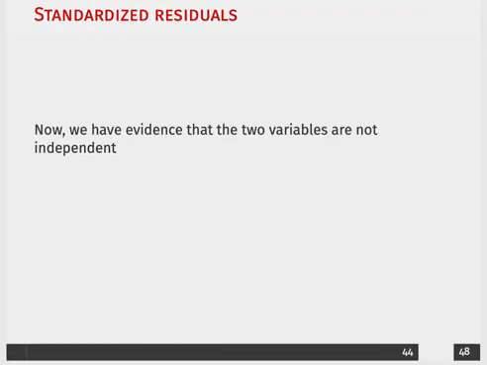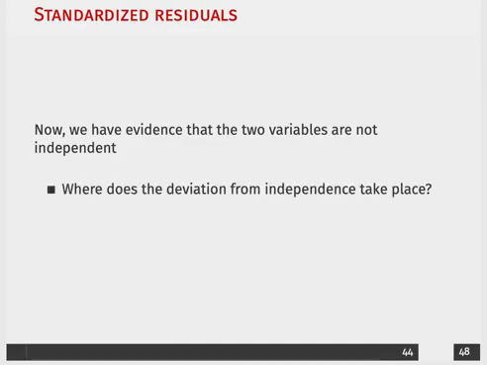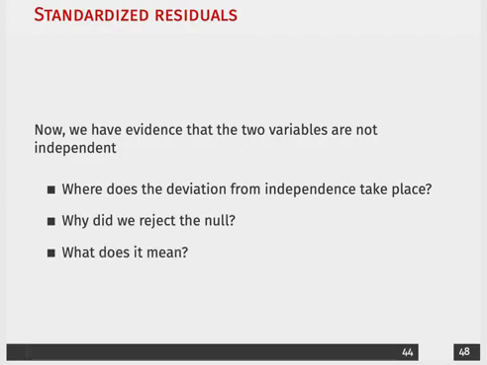This means that we have found evidence to suggest that we can reject the null hypothesis, which means that the two variables are not independent and that they are dependent on each other. Importantly, we want to know where the deviation from independence takes place, which of these cells is really driving the results. This will help us answer why we rejected the null in the first place and help give us some underlying meaning as to the dependencies between the two variables.